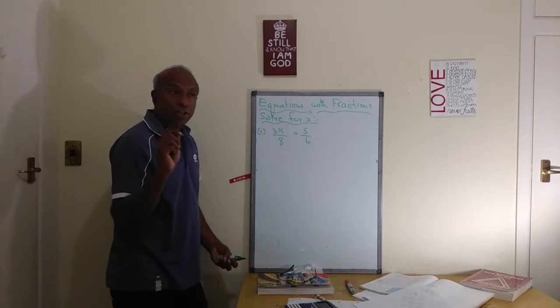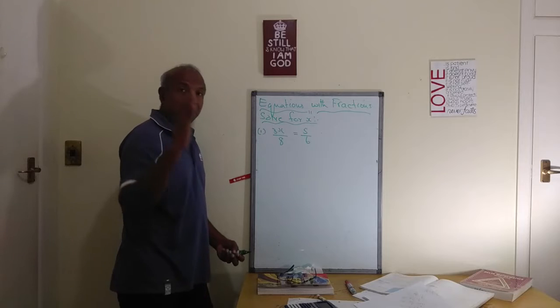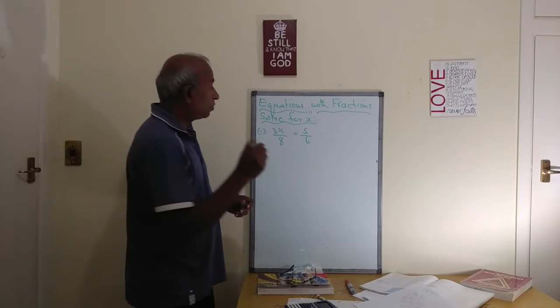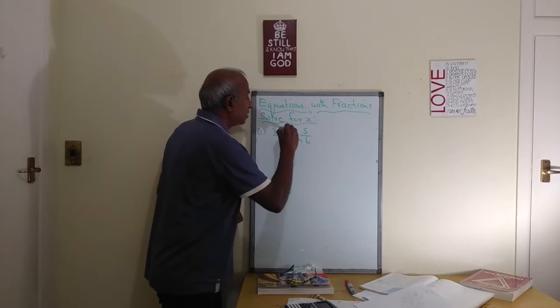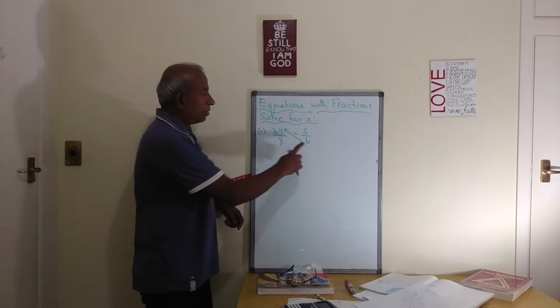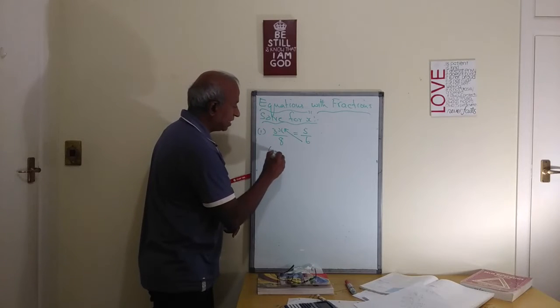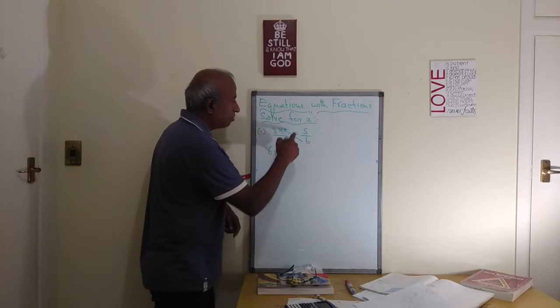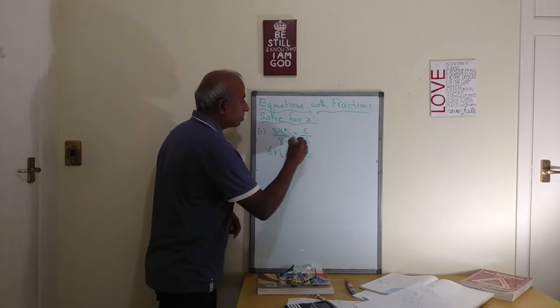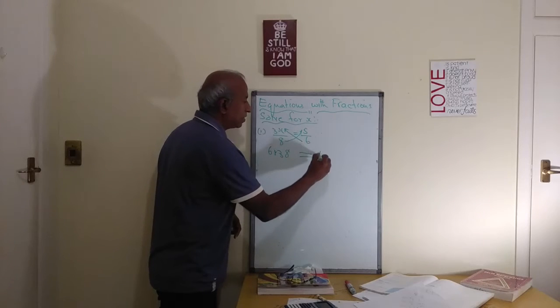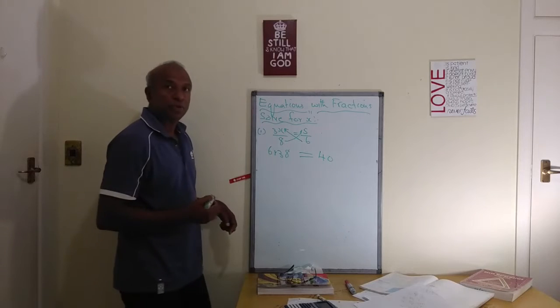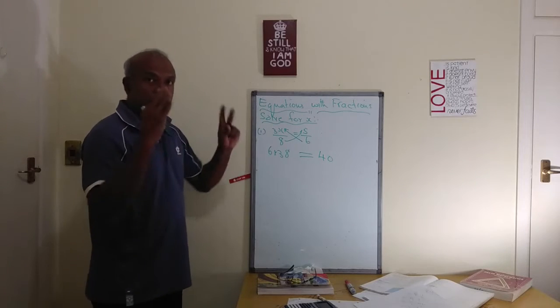Whenever you solve any linear equations with fractions, please cross multiply. When you cross multiply, please multiply this way first. So you have 6 times 3x. Put that equal sign, then you multiply this way, 8 times 5, that is equal to 40. If you see a fraction, cross multiply it.